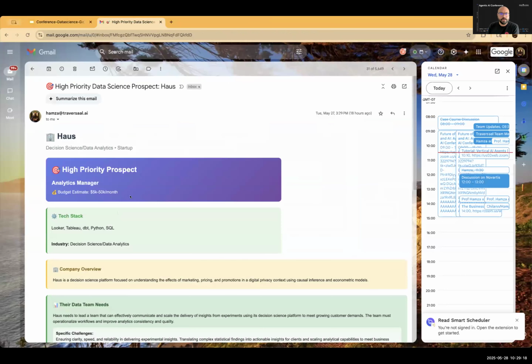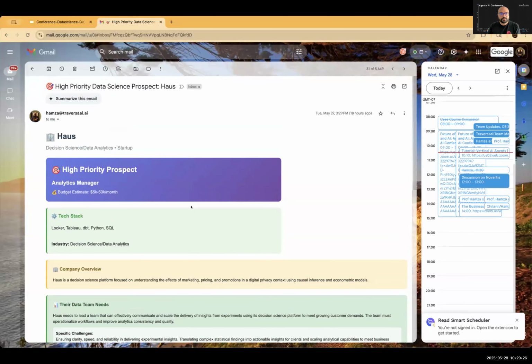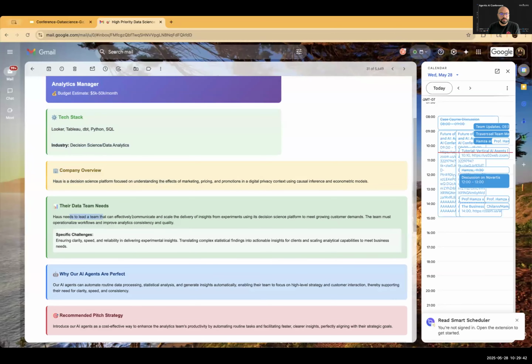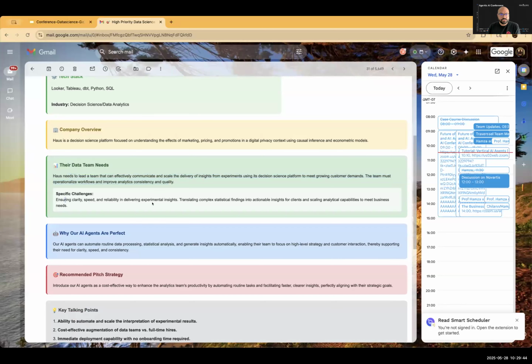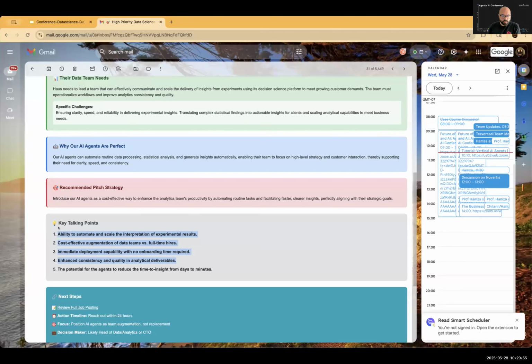We built our own AI agent. As I said before, our product is a data science agent. We built our own AI agent that identifies a real company, and this is something that I get every day in my inbox. This is a decision science, decision analytics startup. What does the company do? What are their data needs? What are the specific challenges they have? Why can our agents work for them? What is the recommended pitch that we can give them, and what are the key talking points?